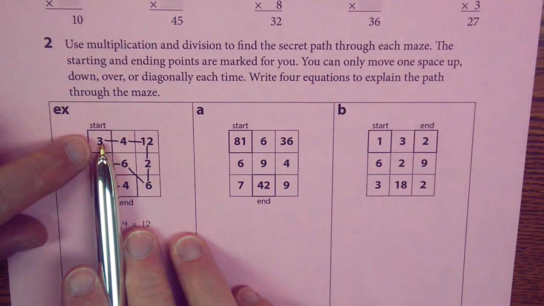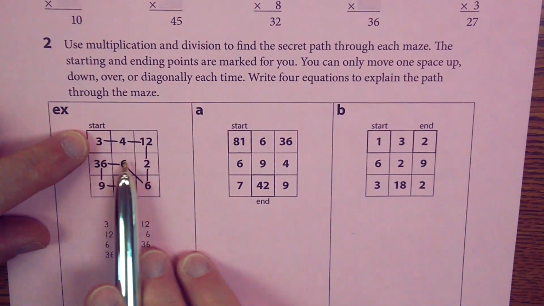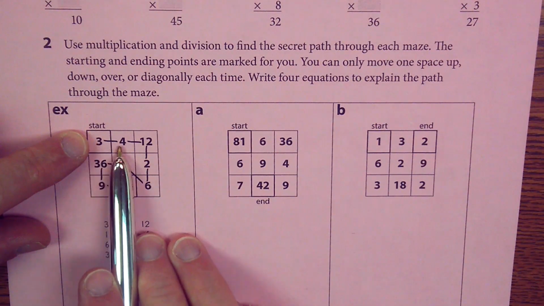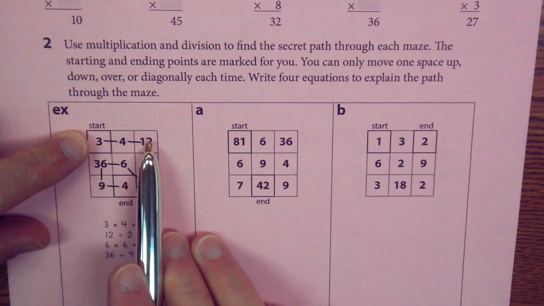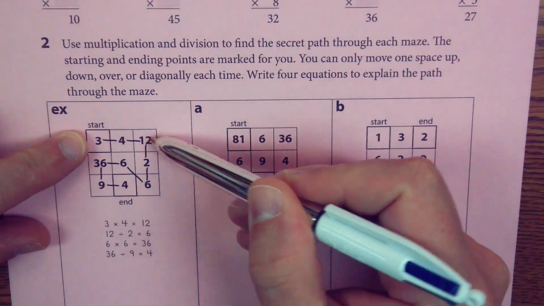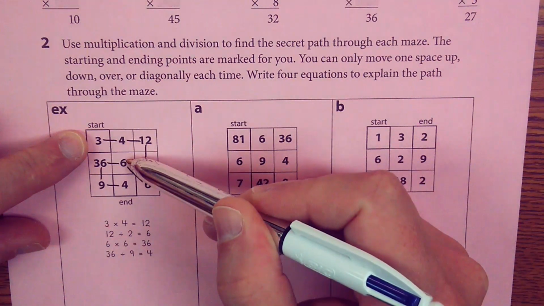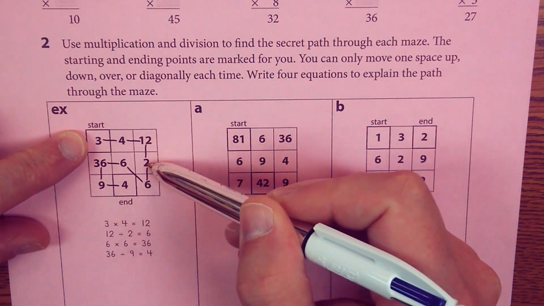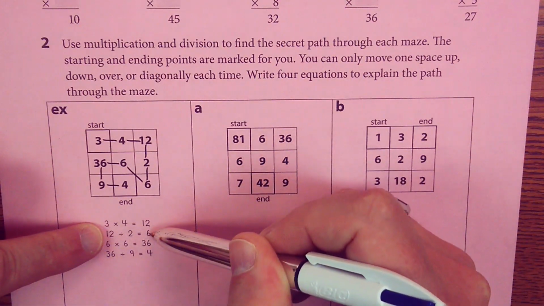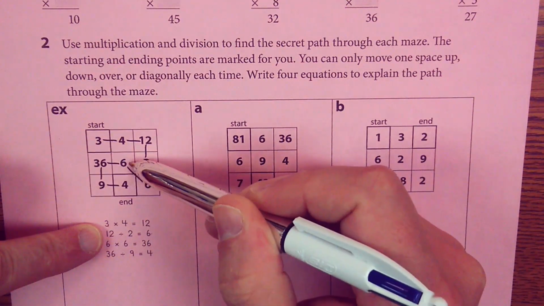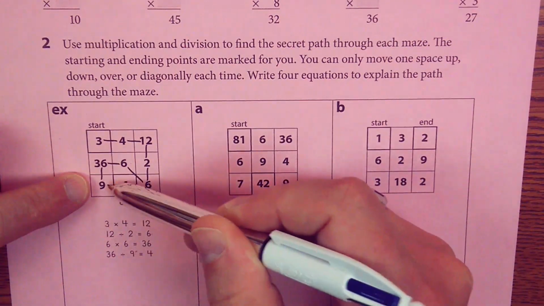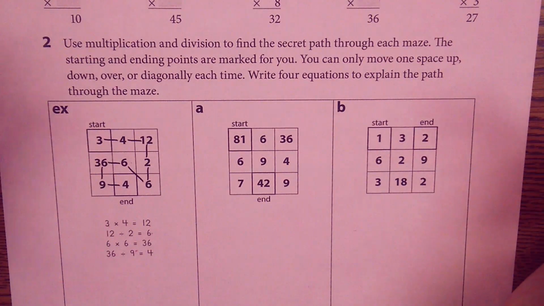So in this example, they started with 3, and they tried to figure out, well, 3, 36, no, that doesn't work. 3 times 4 does get you 12, so they did that. And then you start with 12, and you ask, what can I do to 12? 12 times 6, 12 divided by 6, 12 divided by 2 is 6. 6 times 6 is 36. 36 divided by 9 is 4, and you got to the end.